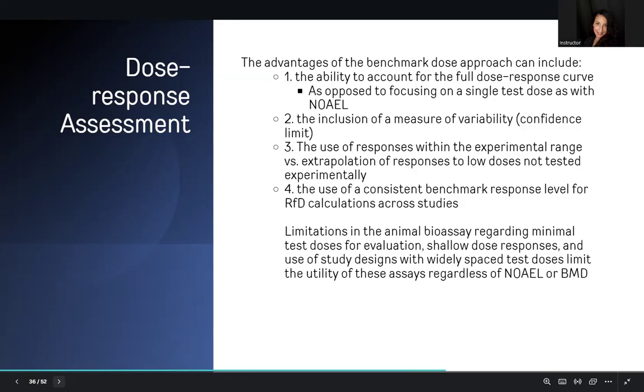Obviously, limitations in the animal bioassays in regard to minimal test doses for evaluation, shallow dose responses, and the use of study designs with widely spaced test doses will limit the utility of these assays for any type of quantitative assessments, whether NOAEL or BMD-based approaches.